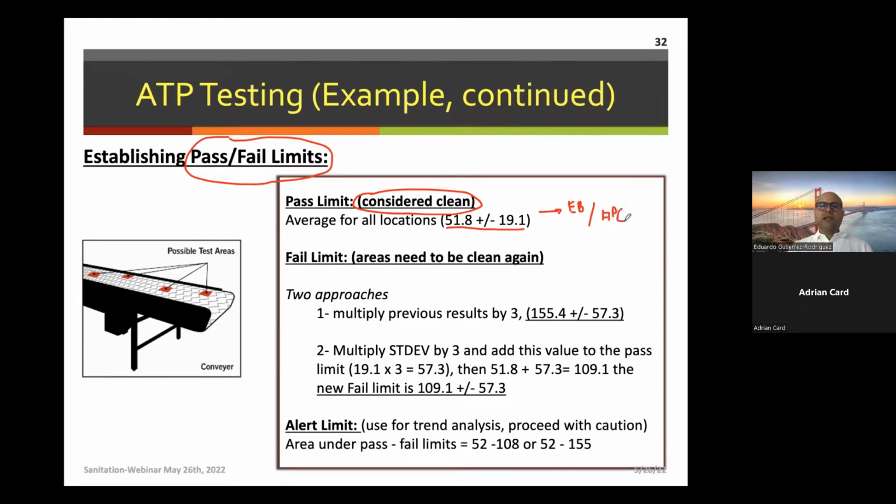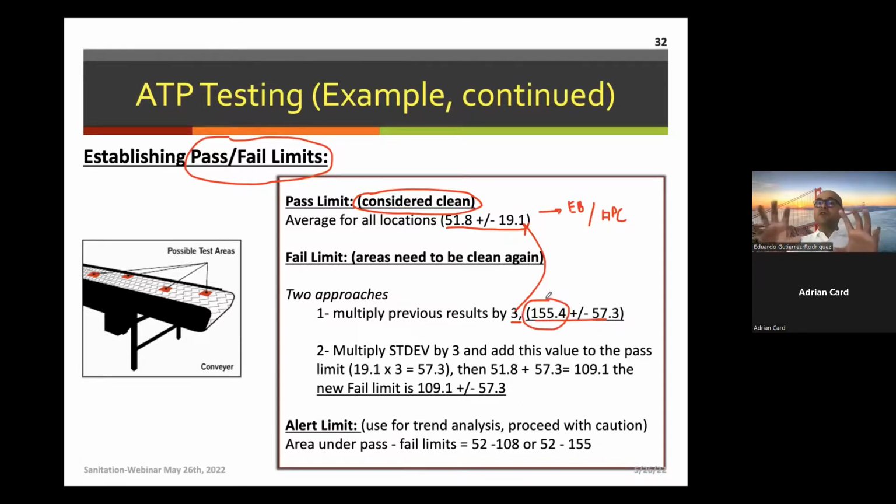Now, let's define the fail limit. There are 2 ways to define the fail limit. One of them is to just multiply these values by 3. In this case, if I multiply these values by 3, then this is what will be my fail limit: 155.4 RLUs. This will be my fail limit.